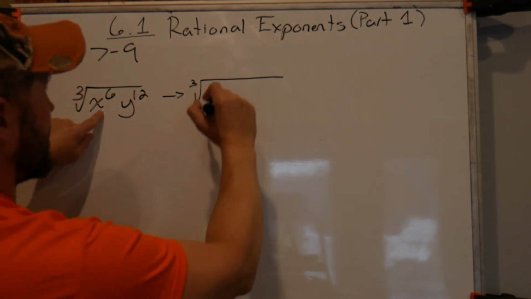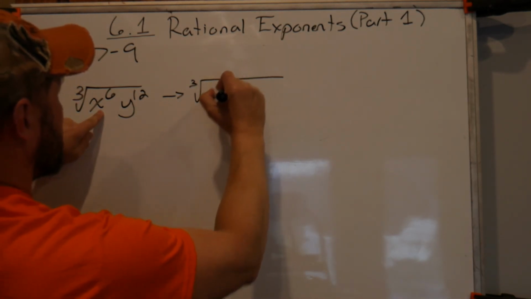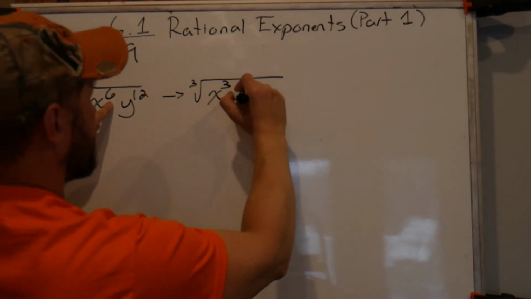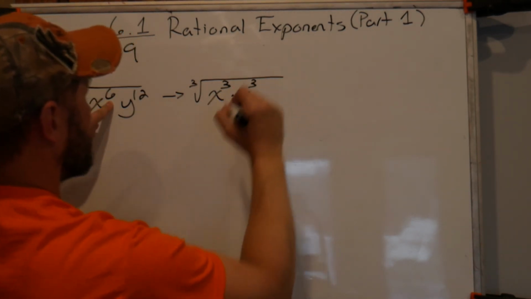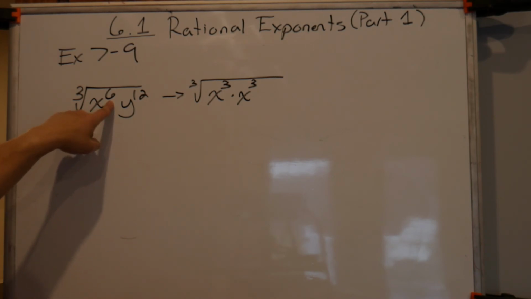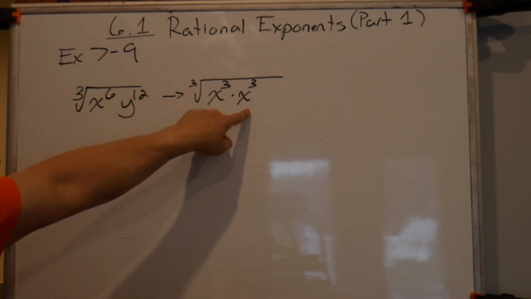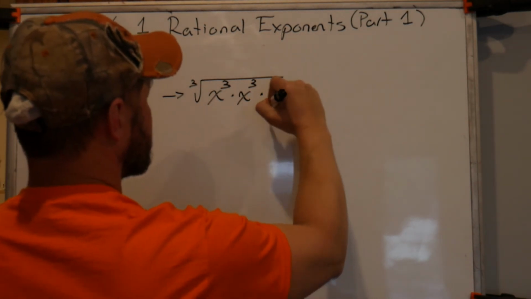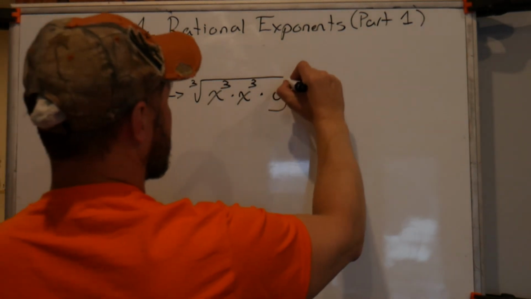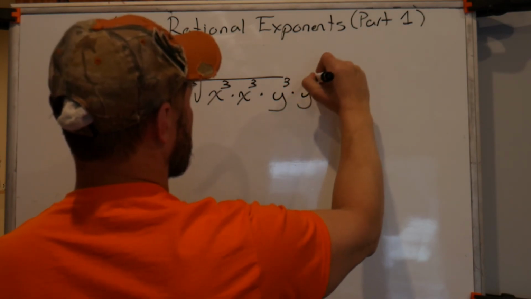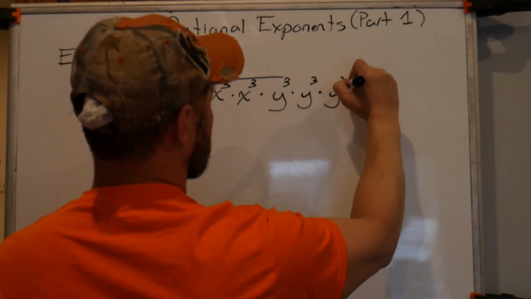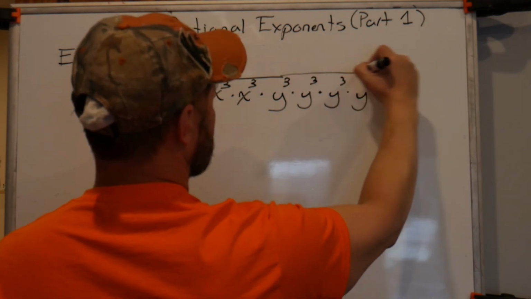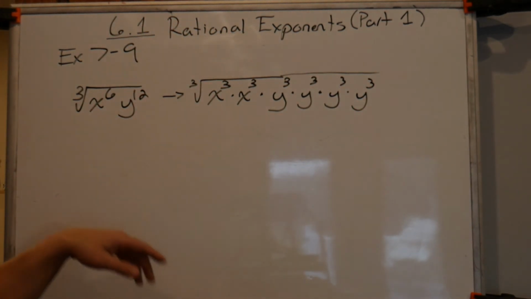Alright, we'll go with cube root of x to the 6th, y to the 12th. Now, we can think this route again if we want. Cubed root, I need to bring out 3's. Well, I have 2 of them in 6. X cubed times x cubed, 3 plus 3 is 6. And then I have y cubed, I have 4 of those.